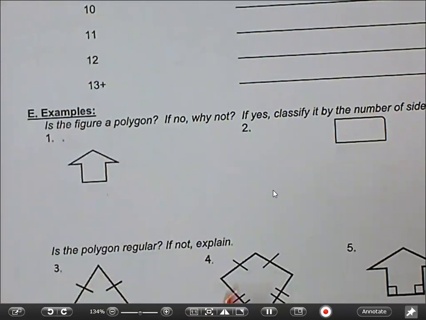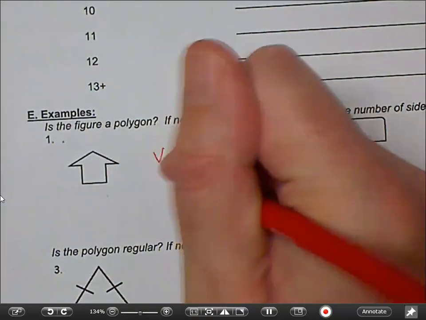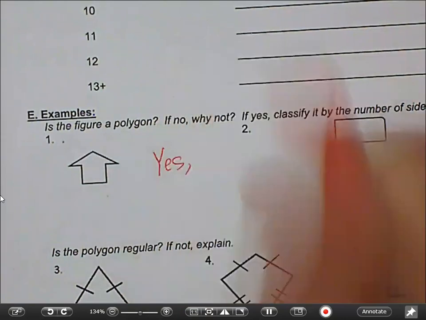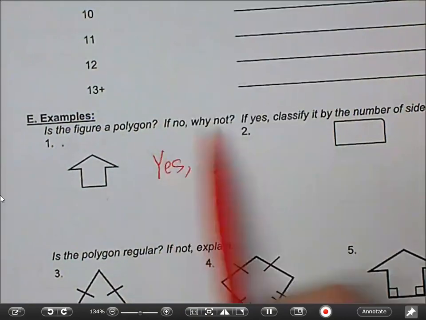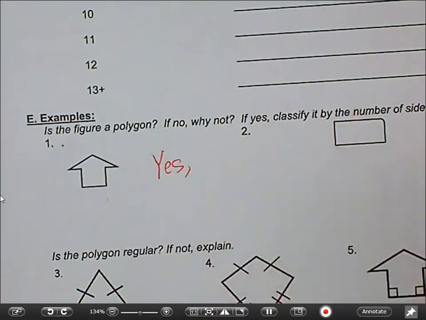So it doesn't look like anything too strange is going on here. So it looks like our answer is going to be a yes for this one. Meaning, yes, it's a polygon. So we get to skip that part. But don't forget this little bit of criteria. If it is a yes, they want us to classify it by the number of sides.